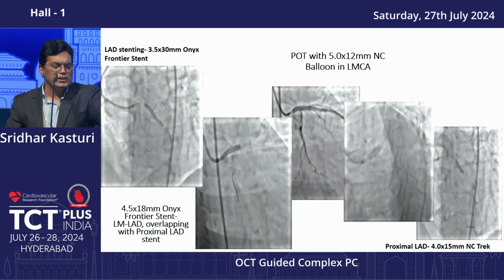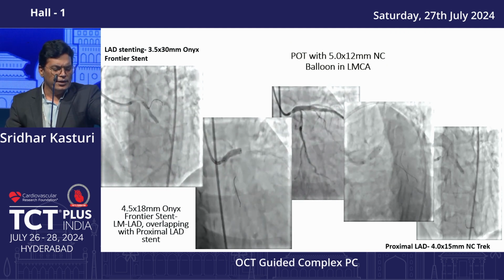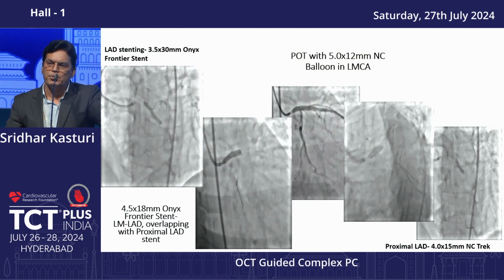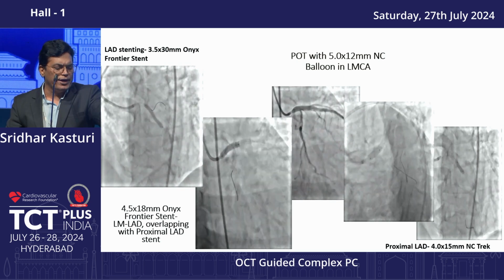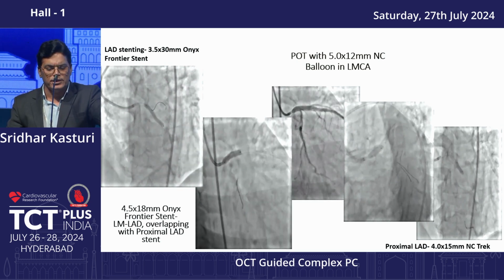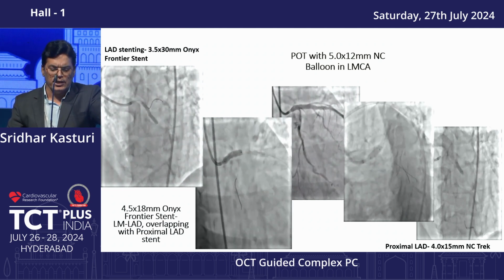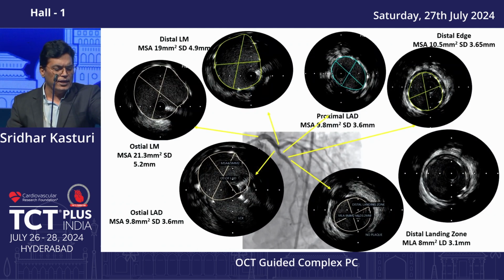Then LAD stenting was done with a 3.5 by 30 mm Onyx Frontier. And proximally, left main to proximal LAD, we used a 4.5 into 18 Onyx Frontier stent, LM to LAD, overlapping the proximal edge. We used a 5 mm balloon to do the left main part. So this is the final analysis.